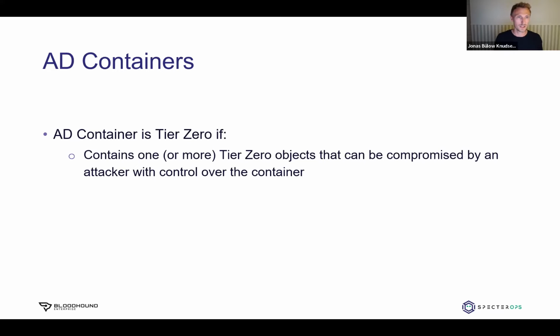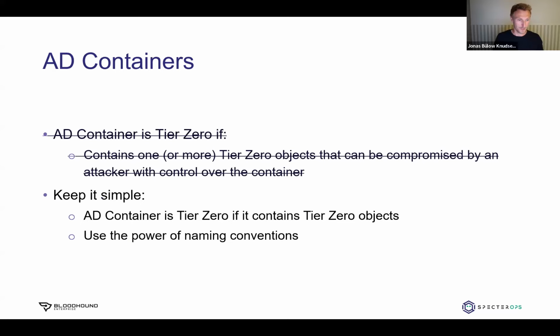So we suggest that you keep things very simple and say that an AD container is tier 0 if it contains tier 0 objects. That makes it much easier for you to decide whether or not an object should be protected, and only tier 0 principals should be allowed to have permissions on the object.